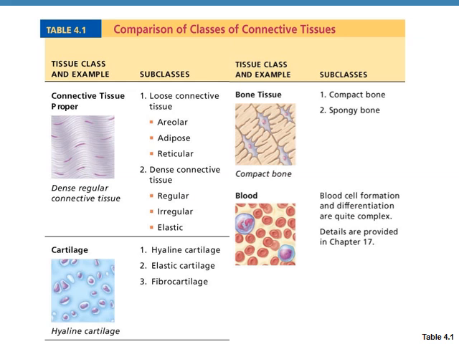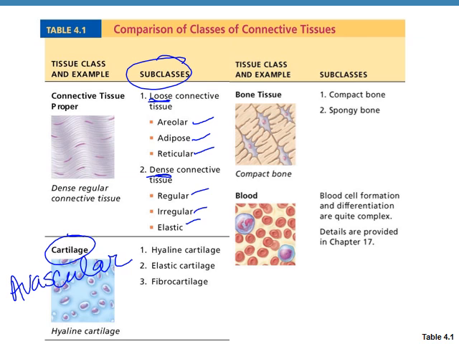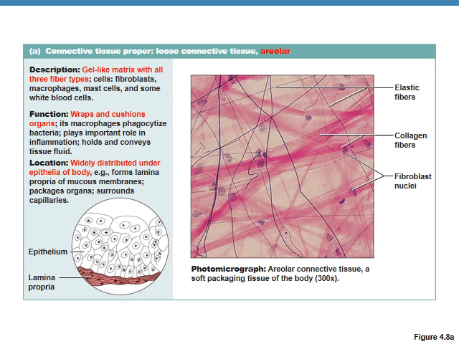Here's a chart showing you the classes of connective tissue. So we'll focus on these subclasses, and then we'll look at each of these independently. So they have a loose connective tissue subclass, and then they have a dense connective tissue subclass. Then we're going to talk about cartilage, and remember, cartilage is avascular. Then we have bone tissue, and we have blood.